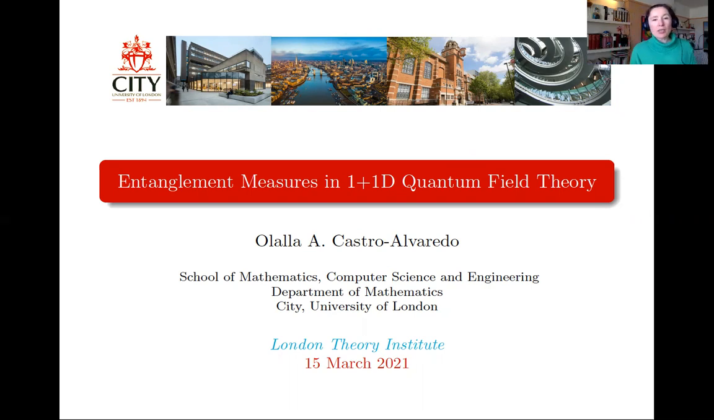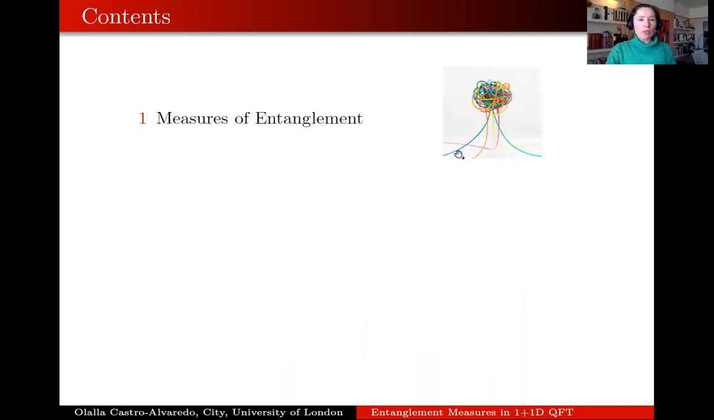So my talk is going to be divided into 4 parts. It's going to be, well, hopefully just 1 hour and a half. So I have to go rather quickly through a lot of material, but hopefully it will still be useful for those of you that perhaps don't know so much about these kinds of problems. So in the first part, very briefly, I will talk about some measures of entanglement so that at least we know what kind of thing we are computing.